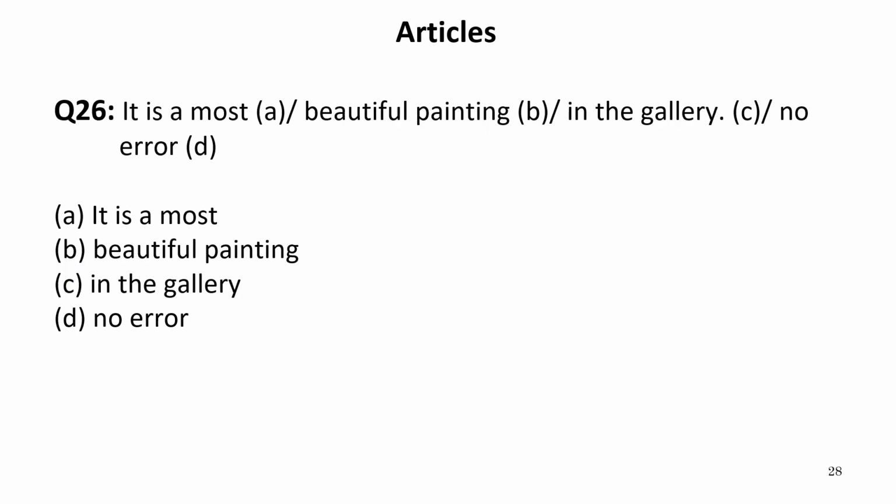Now, let us move to the next one. It is the most beautiful painting in the gallery. Again, most is a superlative degree for beautiful. So this A should be replaced with the. Before superlative degree, we always use definite article. So our answer is A because this error is in part A.